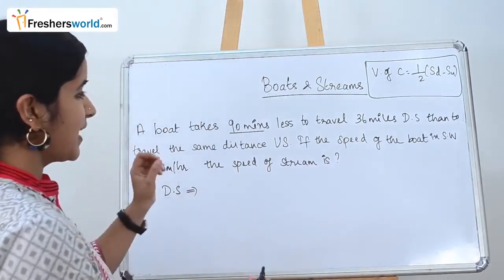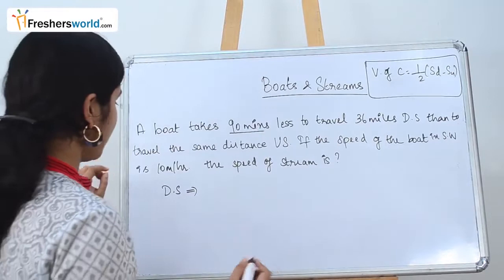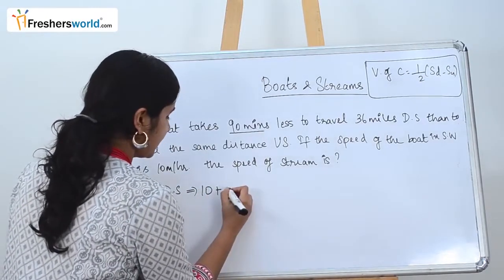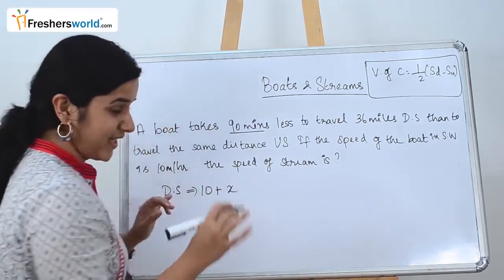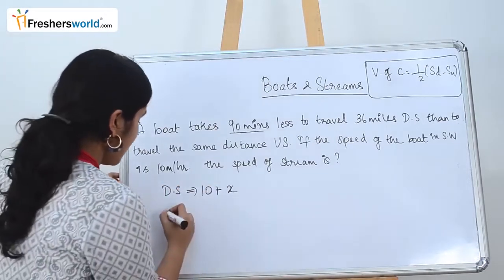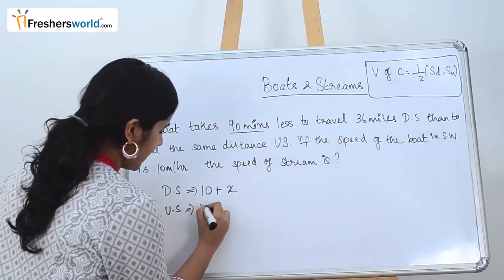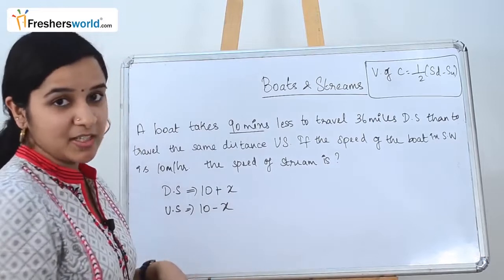We know that the speed of the boat in still water is 10. Let's take the unknown value as x. For downstream, we have to add it, so 10 plus x. And for the upstream, we will take it as 10 minus x. So x is the speed of the stream.